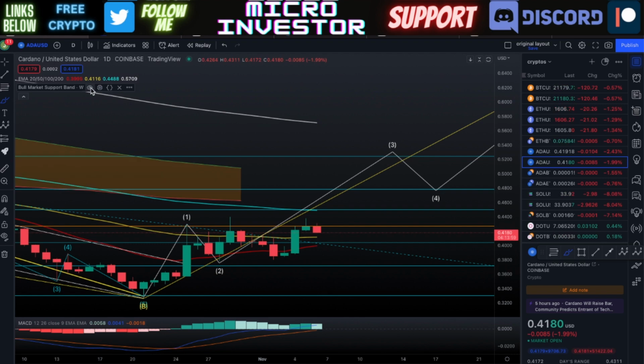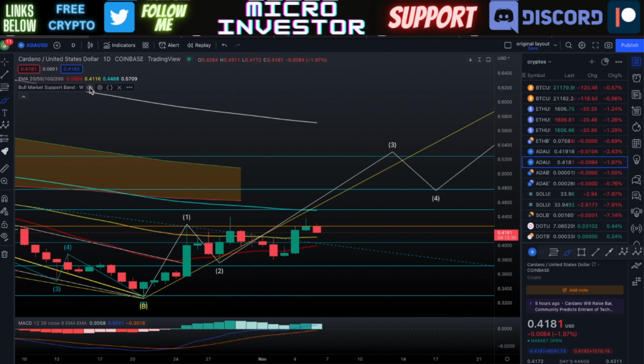Now we also have our bull market support band that, to be on the other side of that, we would need to be at a price of around 50 cents. So currently we need to be getting ADA through this 100-day moving average, and hopefully from there it would be able to overtake the bull market support band, get on the other side of that. So currently we're still within the bear market resistance band, so keep that in mind.